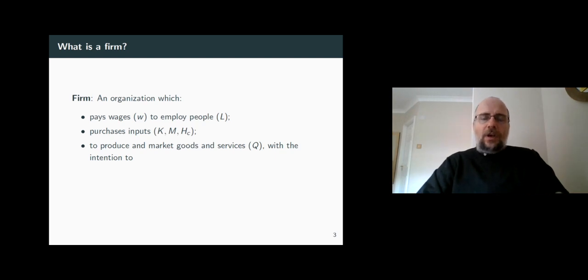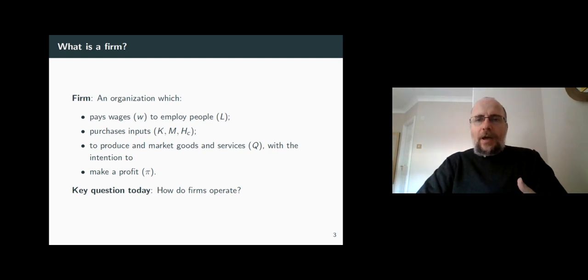Now, in doing so, the firm combines these factors of production to produce a certain output of goods and services, which we denote with Q, signaling that the firm is producing a certain quantity of goods and services. And why would the firm do all of that? Well, yes, to make a profit, which we typically denote with the Greek letter pi.